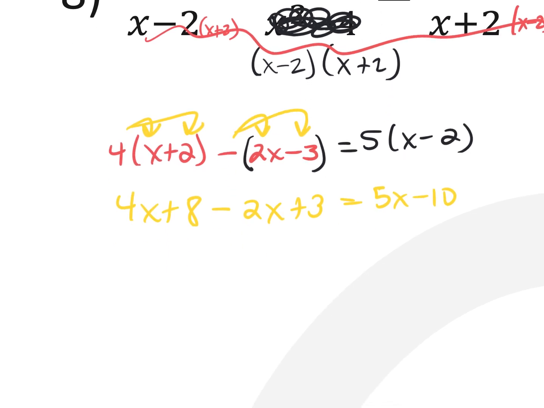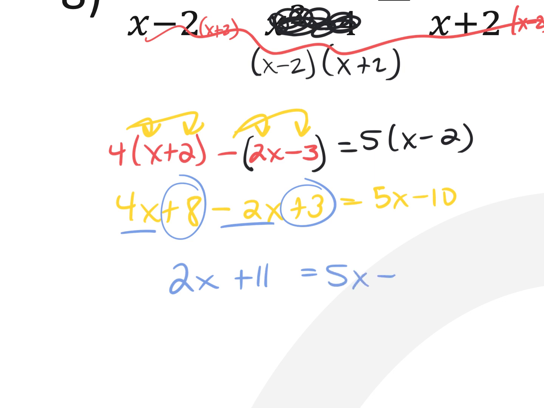Have we combined everything on the left-hand side? Is everything simplified on the left? No, I have 4 x's and I'm taking 2 of them away. How many does that leave me with? 2x. And then I have a positive 8 and a positive 3. What does that give me? Positive 11. Good. Equals 5x minus 10.